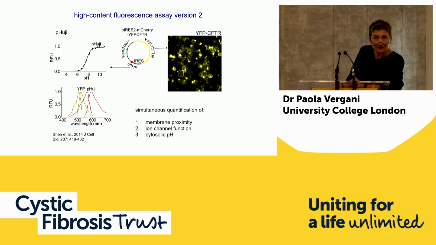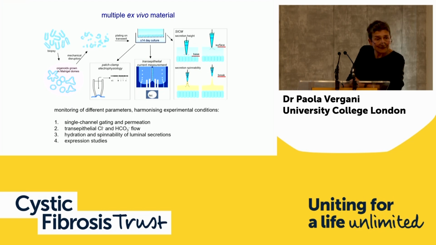Obviously, this is an extremely simplified system. These are HEK cells. And in order to confirm anything that we find in our model system, we will be doing experiments with stem cell-derived material. In particular, we will use intestinal organoids and cholangiocytes and airway epithelia. And we will grow these to confluent monolayers, and then keeping conditions harmonized, we will be studying them using different techniques.